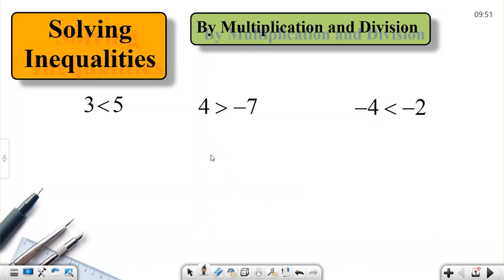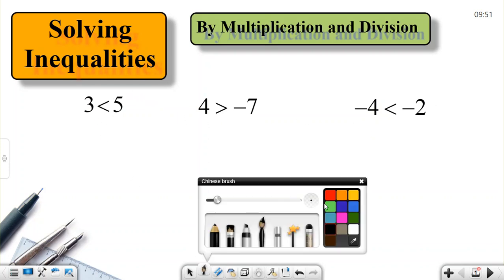Before starting solving inequalities, I want to show you some things. There are some comparing numbers. So 3 is less than 5, 4 is greater than negative 7, negative 4 is less than negative 2. I want to show some things to you.